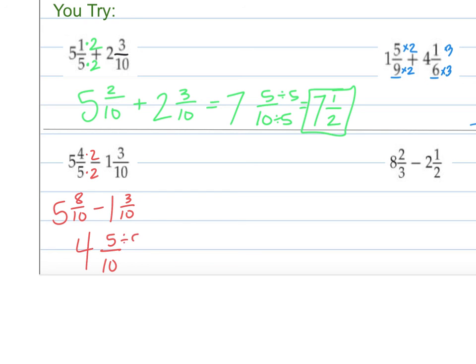This can simplify by dividing by 5. 4 and 1/2. Notice I'm keeping that whole number. When I go from here to here, don't lose that whole number. So 4 and 1/2 is my final answer.